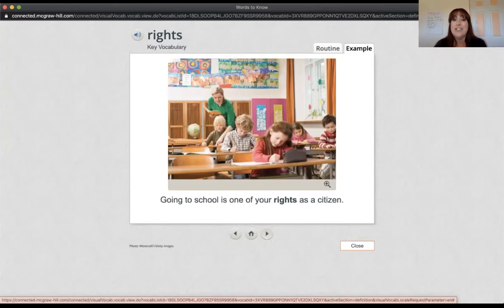Rights. Going to school is one of your rights as a citizen. It's something that the law says you can have or do. So no one can say you can't go to school just because. Right now we can't go to school, obviously, because of this pandemic and this illness. But on a regular day, in a regular situation, you have the right to go to school.